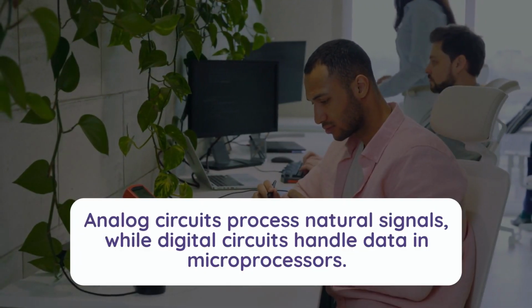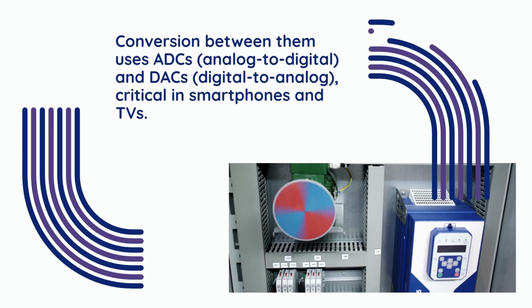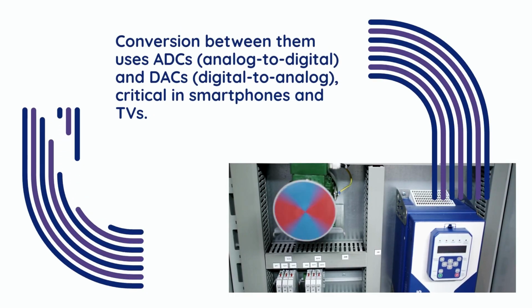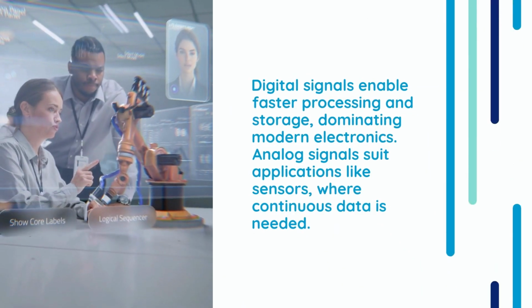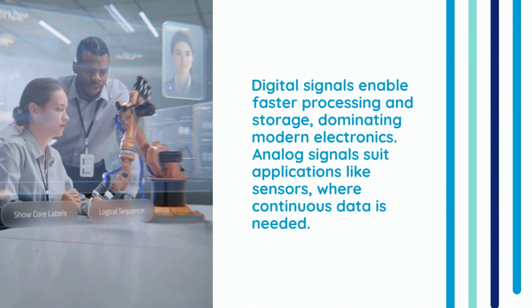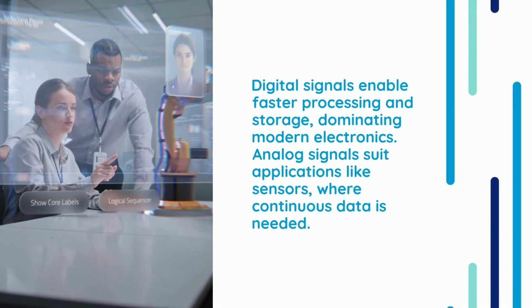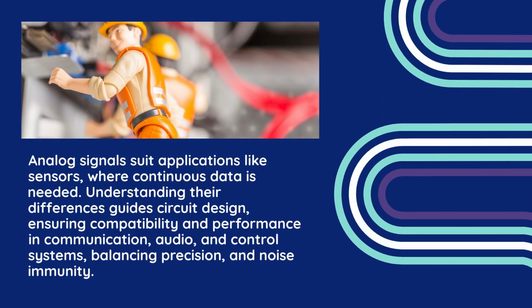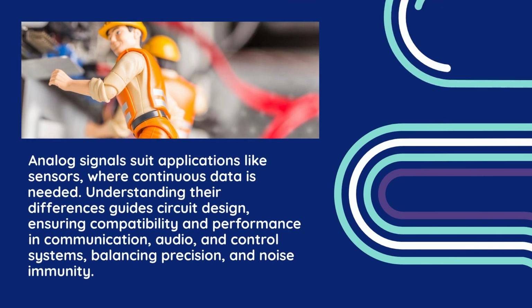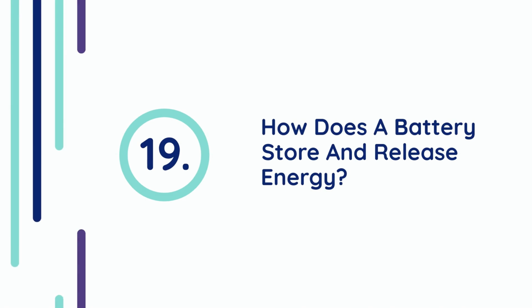Analog circuits process natural signals, while digital circuits handle data in microprocessors. Conversion between them uses ADCs, analog to digital, and DACs, digital to analog, critical in smartphones and TVs. Digital signals enable faster processing and storage, dominating modern electronics. Analog signals suit applications like sensors, where continuous data is needed. Understanding their differences guides circuit design, ensuring compatibility and performance in communication, audio, and control systems, balancing precision and noise immunity.